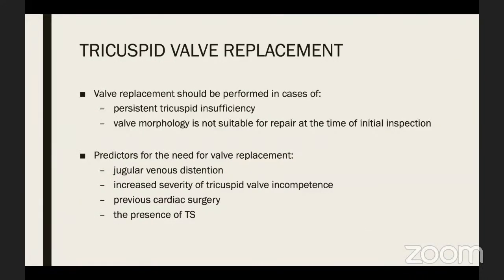All right, tricuspid valve replacement. Valve replacement should be performed in cases of persistent insufficiency or a valve morphology that is not suitable for repair at the time of initial inspection, like endocarditis, for example, or a destructed, severely rheumatic valve. Predictors for the need for valve replacement include jugular venous distension, increased severity of tricuspid valve incompetence, previous cardiac surgery, and the presence of tricuspid stenosis.